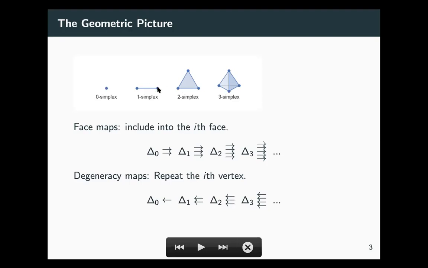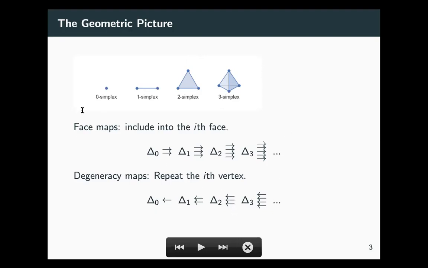So for example, if I want to repeat vertex 1, I'll send vertex 0 to vertex 0, vertex 1 to vertex 1, and vertex 2 to vertex 1 again. If I want to repeat 0, I'll send vertex 0 to 0, 1 to 0, and then 2 to 1. And just continuing on in that pattern, you get one less map at each level.